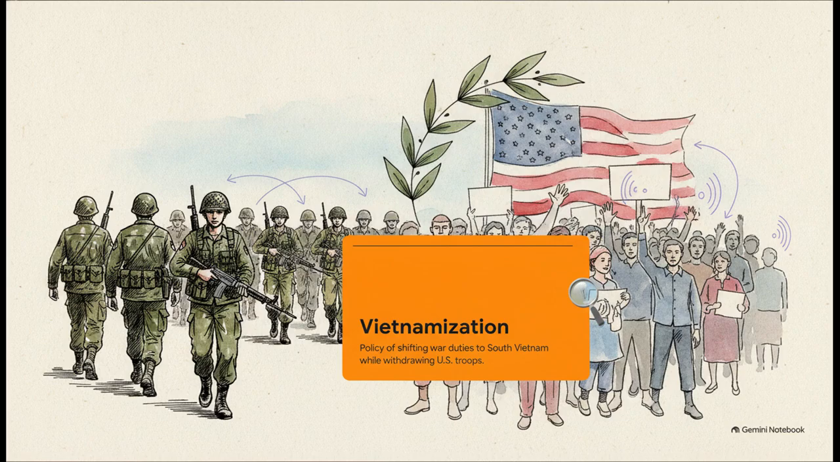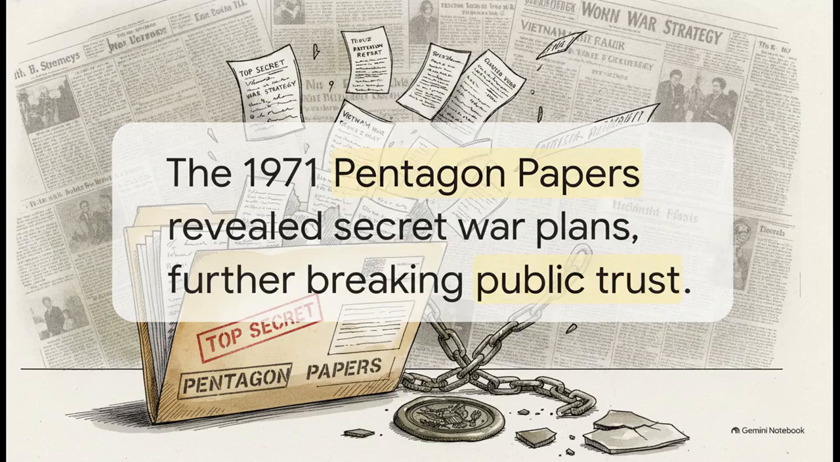So, the crucial point here is that Vietnamization wasn't just a military strategy. It was very much a domestic political strategy designed to quiet the massive anti-war protests at home by finally bringing American soldiers back. However, public trust took another massive hit in 1971 with the leak of the Pentagon Papers.